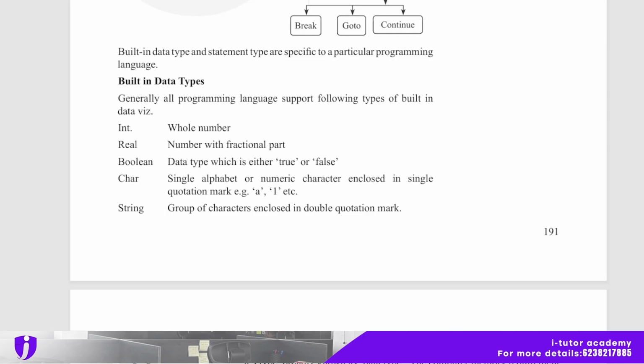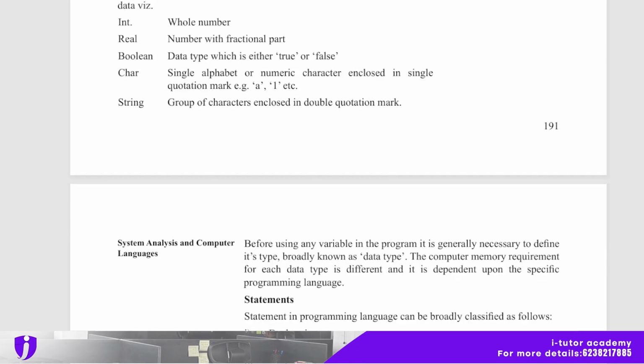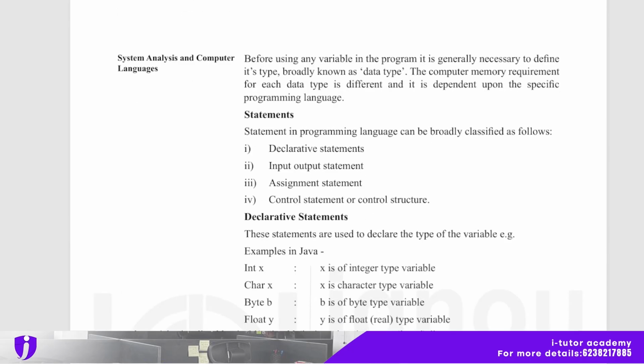Built-in data types and statement types are specific to a particular programming language. Generally, all programming languages support the following types of built-in data: int, that is a whole number; real, a number with a fractional part; boolean, which is either true or false; char, a single alphabet or numeric character enclosed in single quotation marks; and string, a group of characters enclosed in double quotation marks. Before using any variable in a program, it is generally necessary to define its type, broadly known as data type.